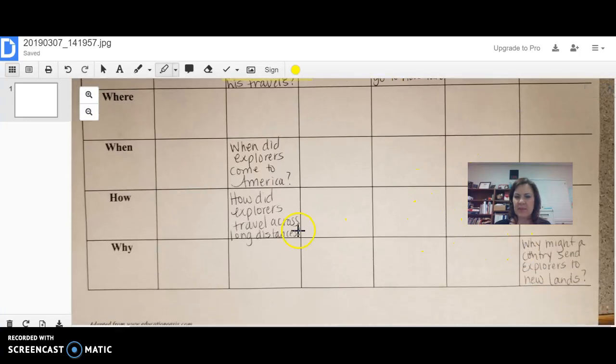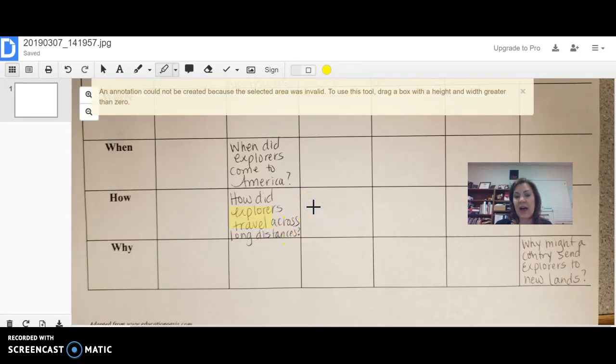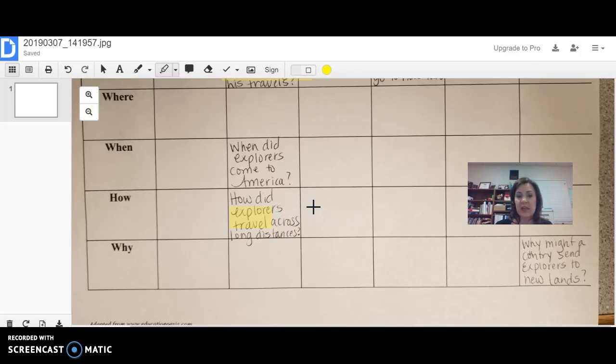So down here, I might just highlight explorers and travel. Explorers travel. How did they do that? I might want to know how they made it from one place to another. So those are my 2 keywords. Not the whole thing, just the keywords. In here, maybe just country and explorers, or explorers and new lands.